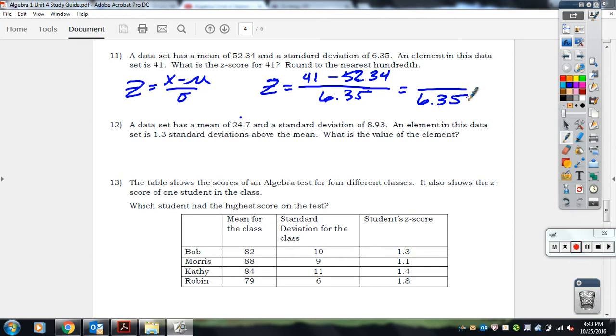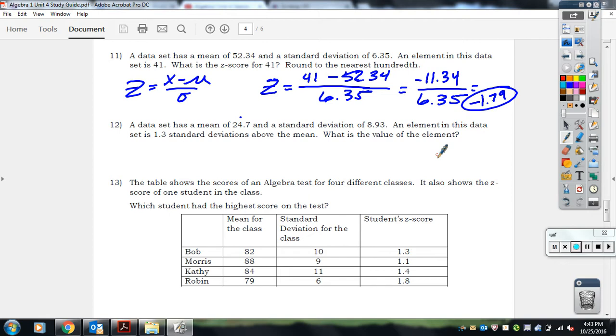41 minus 52.34 is negative 11.34. Divide that by 6.35, and we get negative 1.79, rounded. Makes sense that it's negative because it's below the average.